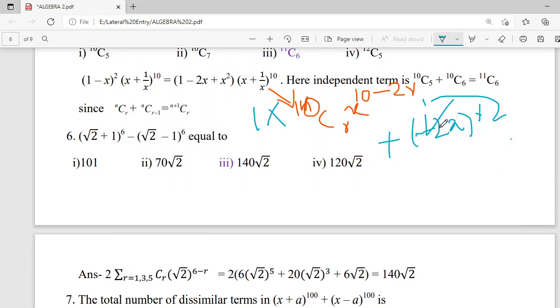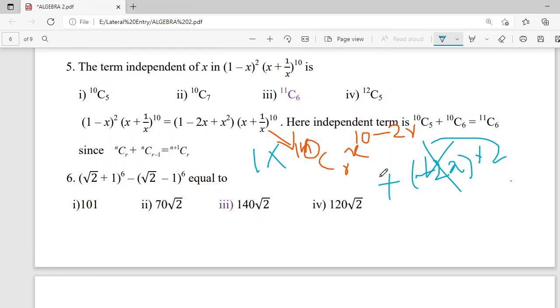Then we multiply by x square. So x square into this thing, the power will be 12 minus twice r, which is 0 when r equals 6. That is why the answer will be independent of x. So here it is r equal to 5, here r equal to 5, and here r equal to 6. So it is 10C5 plus 10C6, and from the result nCr plus nCr plus 1 equals n plus 1Cr plus 1, we get 11C6. So the answer is this one.